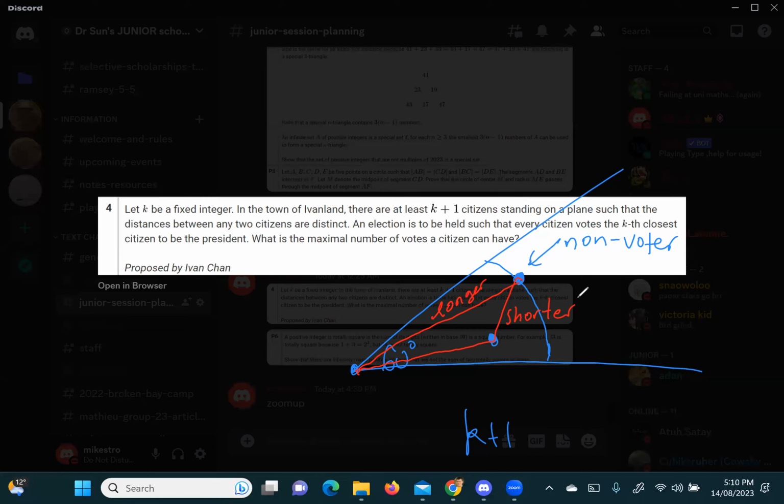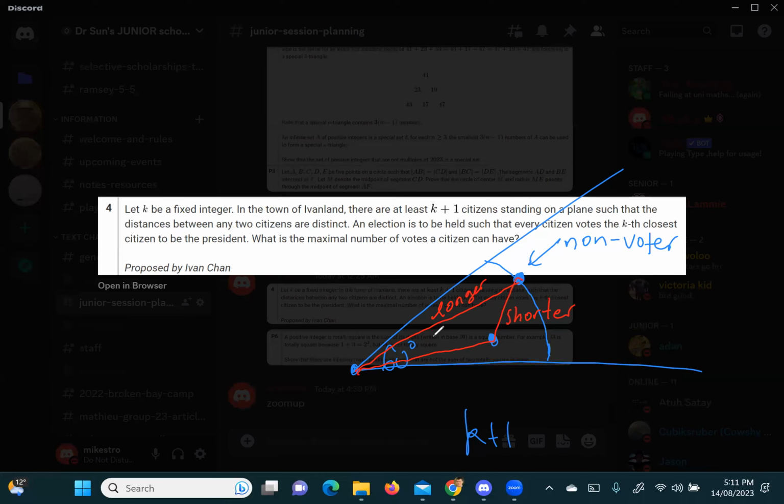Okay, so we're trying to show that side is shorter, yeah? If we're going to show that side is shorter, then obviously the person there is closer than the president, right? And if all K people are closer than the president, then that guy is not going to vote for the president, right? Yeah. He's going to vote for the K closest. The president will be K plus first closest or further, yeah? Okay. So this argument is kind of simple.